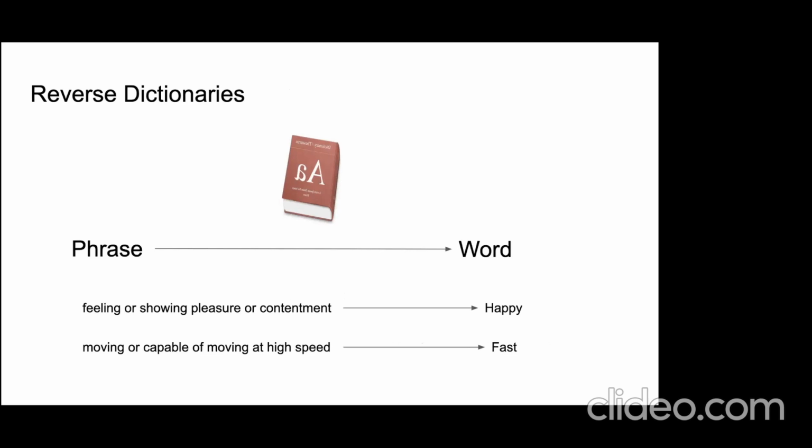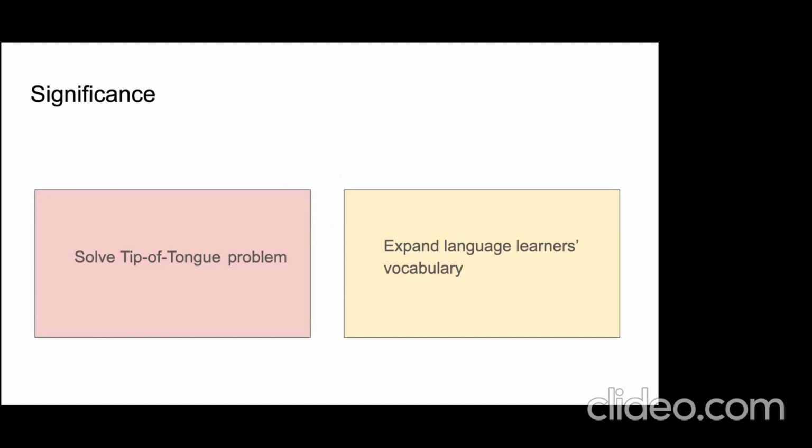However, reverse dictionaries require substantial development, as there's no mature reverse dictionary yet. The significance of the reverse dictionary is twofold. First, it can solve the tip of the tongue problem, where speakers of a language cannot think of the specific word they have, even though they seem to have an idea of it. The second is that reverse dictionaries can help expand language learners' vocabulary.